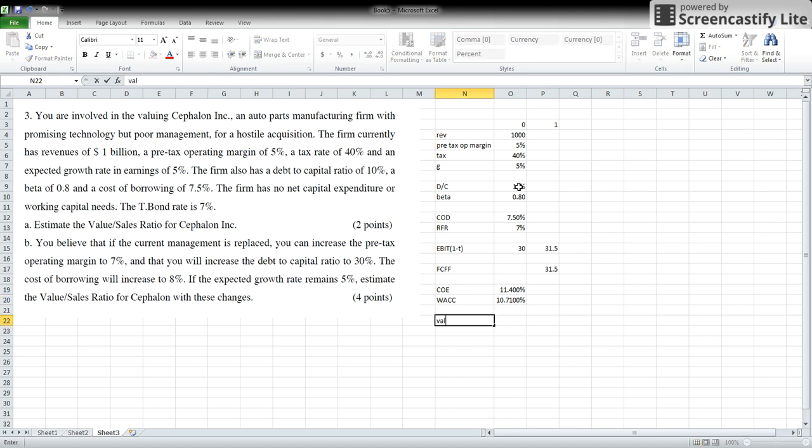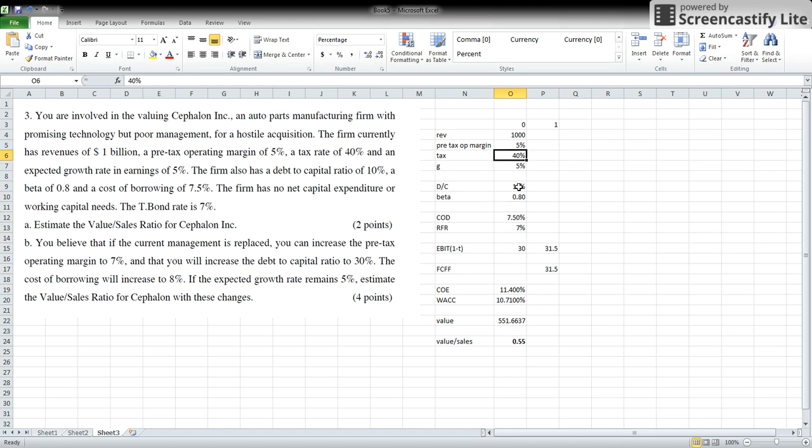Now we can calculate the value of the stock as the free cash flow divided by the WACC minus the growth rate, which comes out to be this number. We are required to find the value to sales ratio, which is then simply this divided by the sales number. 0.55 is the value to sales ratio. That's the answer for the first question.